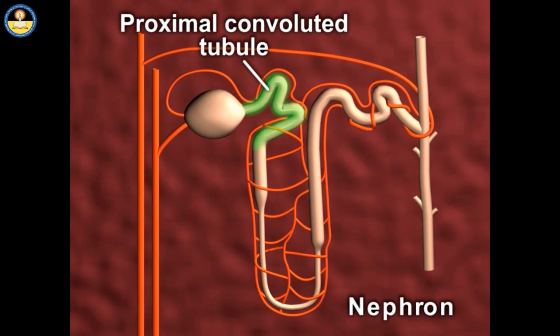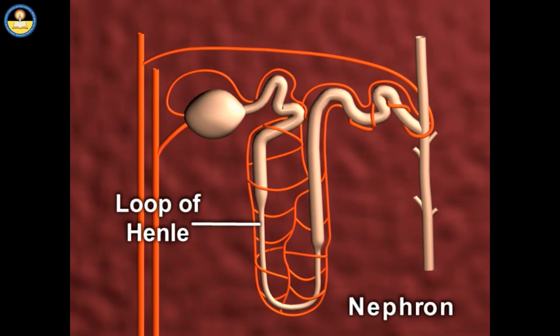Proximal convoluted tubule. The nephron then convolutes. This convoluted portion of the nephron is near the glomerulus, so it is called the proximal convoluted tubule. Loop of Henle. After the proximal convoluted tubule, the nephron will dip down and then back up again, forming a loop. This loop is called the loop of Henle.